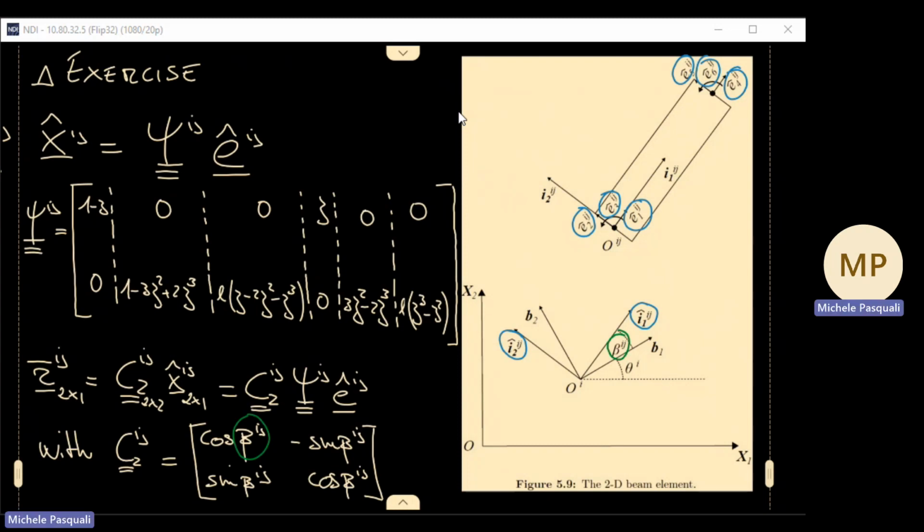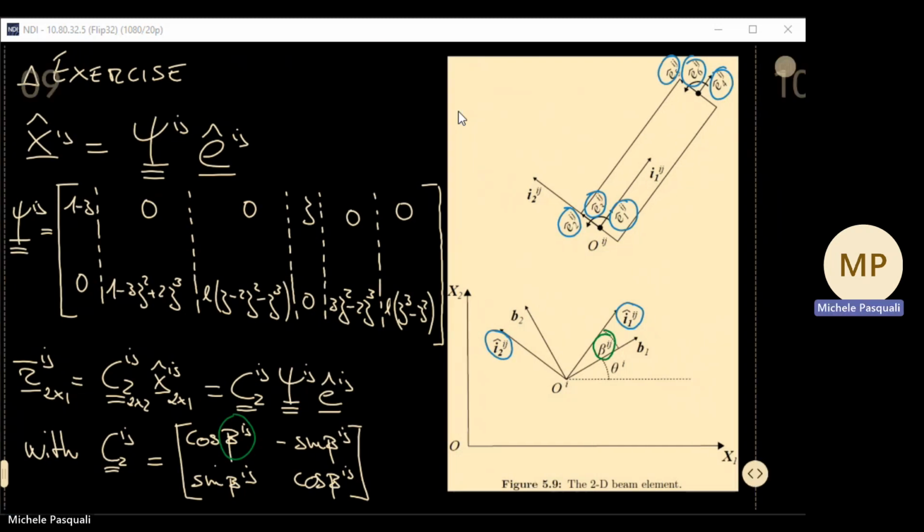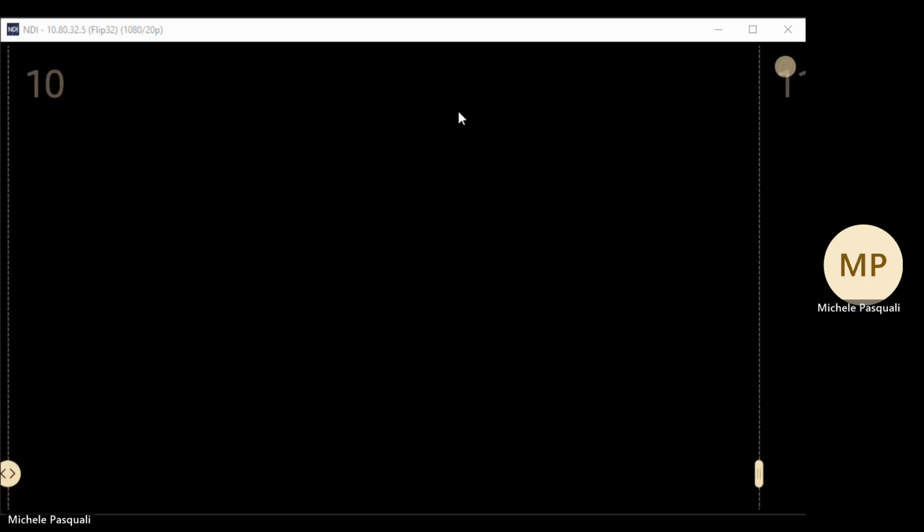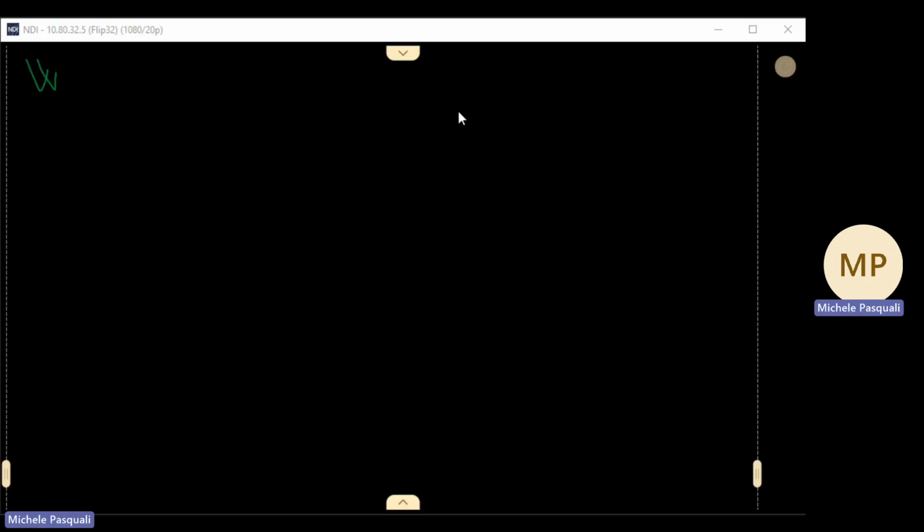But now we have to link this element frame, these quantities which are associated to the intermediate element frame, to the element frame itself via the matrix C1. Next slide. Okay.